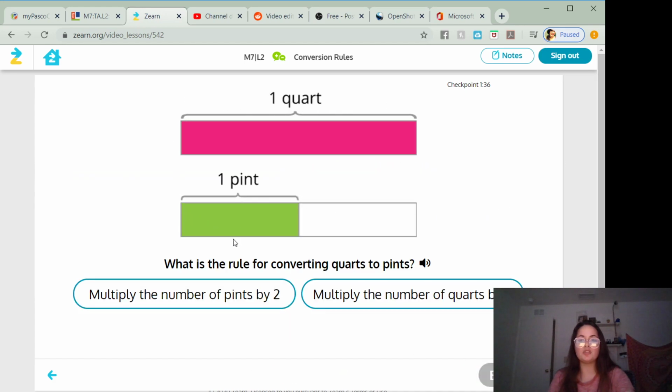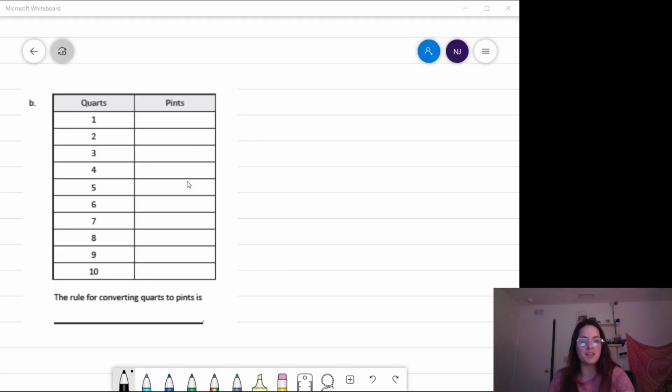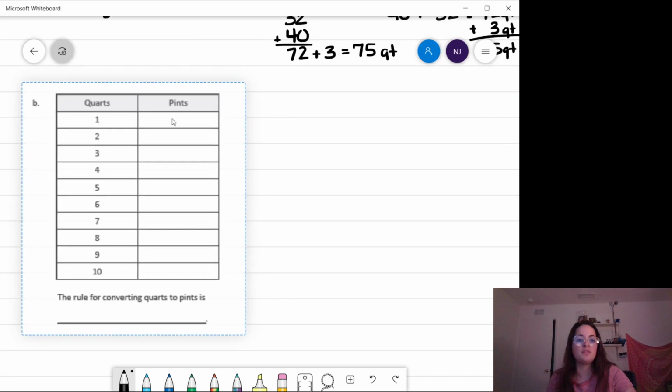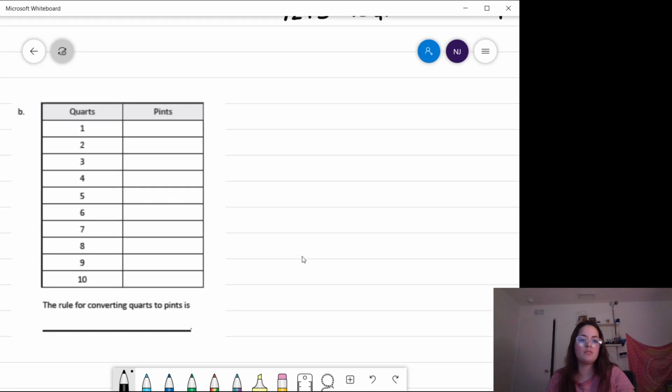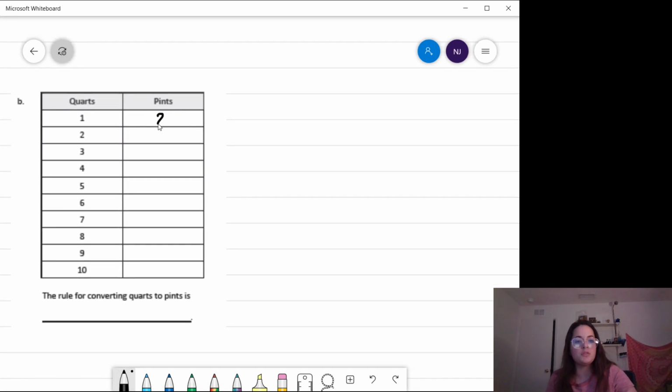Okay, so I think we are ready to go fill out that table. All right, so we learned from the exercise and the demonstration that 1 quart is equal to 2 pints. So how many pints would be in 2 quarts? If you said 4, then you would be correct.